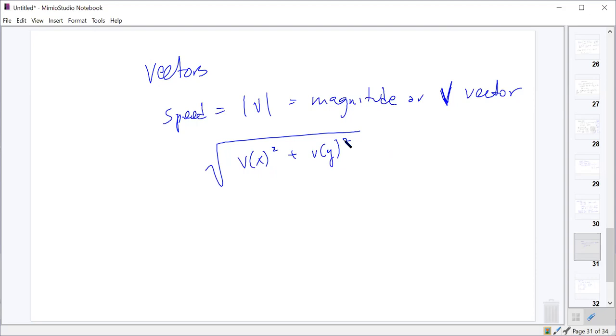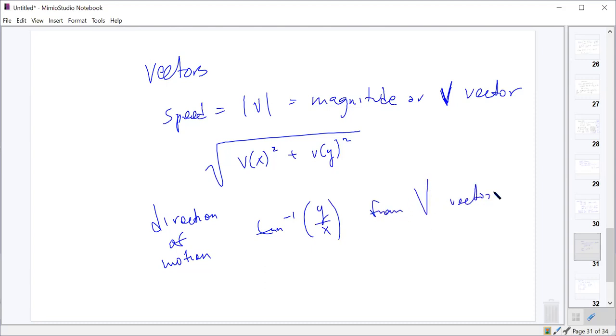The x component of your velocity and the y component of your velocity. And the same things apply. If you integrate this, that's going to give you your total distance traveled. If you're looking for the direction of motion, you need to do the inverse tangent of y over x from your velocity vector to get the direction of motion of the particle in a plane when you're talking vectors.